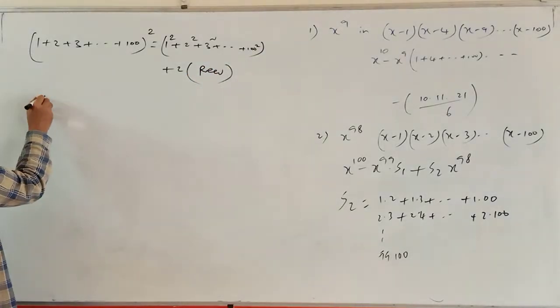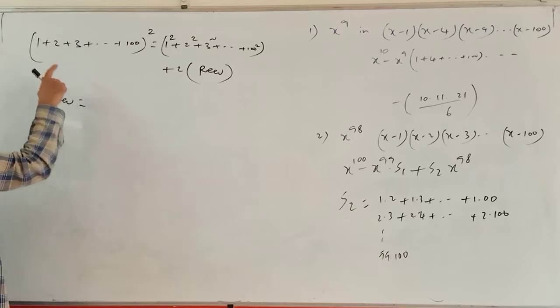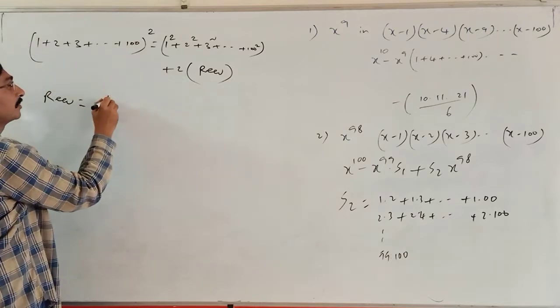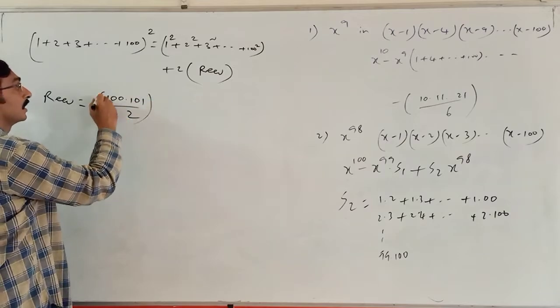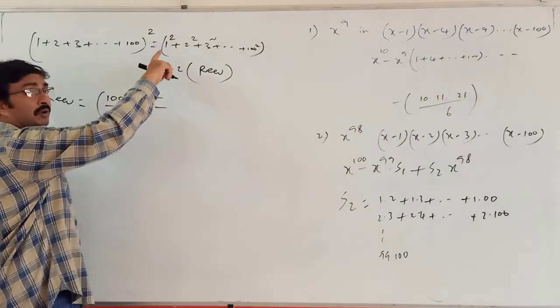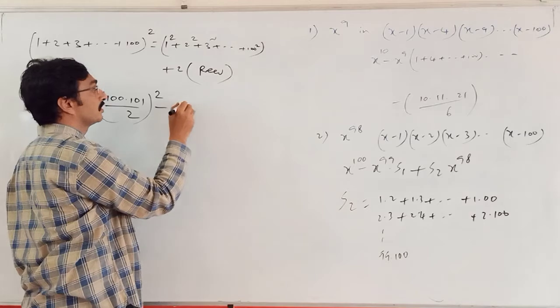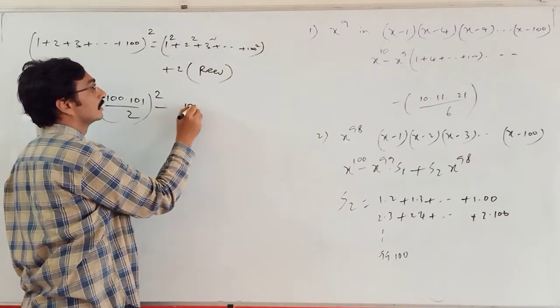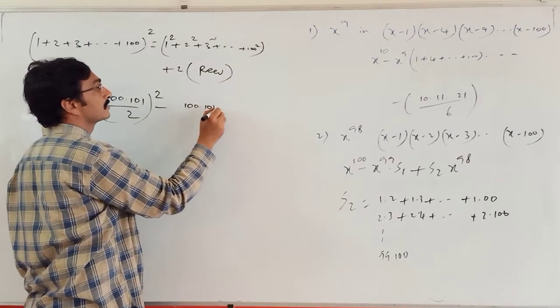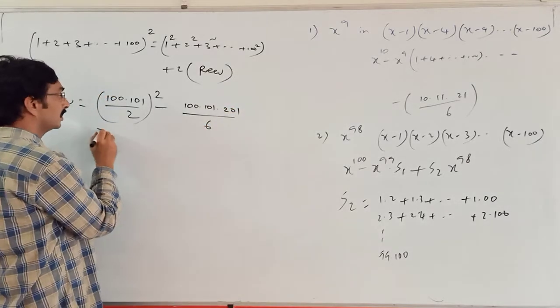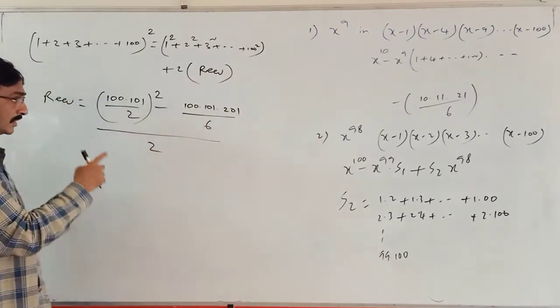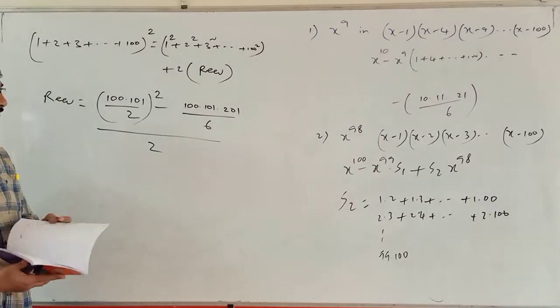Okay, from this, required equals (1 plus 2 plus and so on 100, which by the formula is (n into n plus 1 by 2) whole square) minus (1 square plus 2 square plus and so on 100 square, which means n into n plus 1 into 2n plus 1 by 6), whole divided by 2. Now we can calculate.